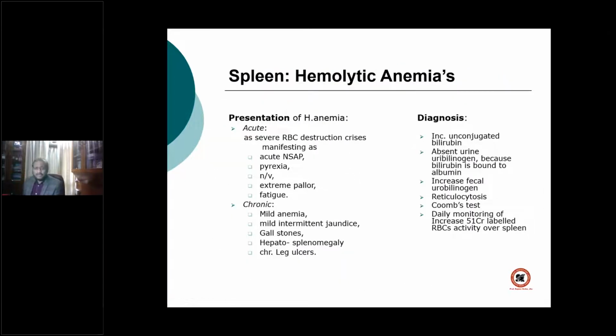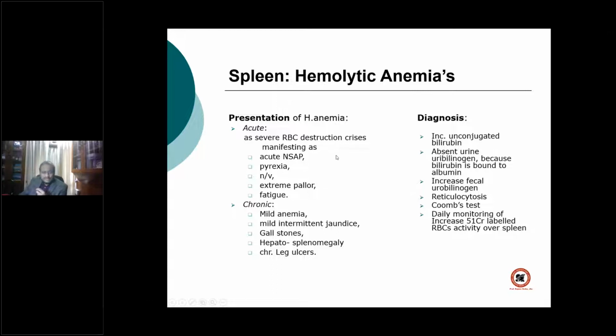If you look at the hemolytic anemias as a whole, the presentation is common to any of these varieties. Either it presents as an acute crisis or usually as a chronic form in the form of mild anemia, mild intermittent jaundice, which is a hemolytic jaundice, gallstones, hepatosplenomegaly, and chronic leg ulcers. This is the most common presentation, interspersed with acute crises, and these crises are crises of RBC destruction.